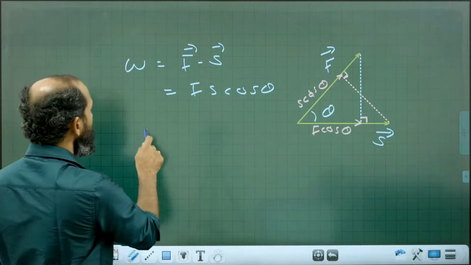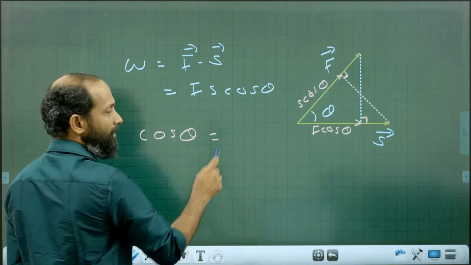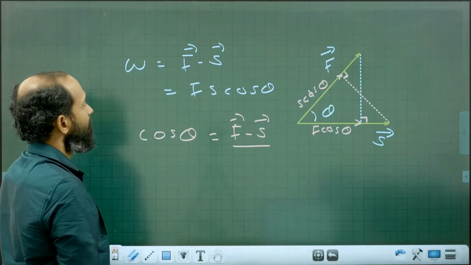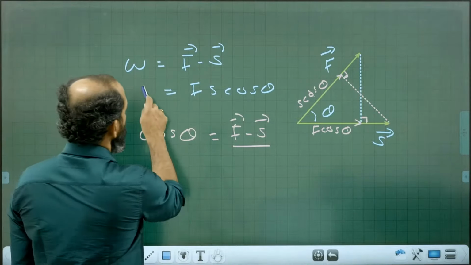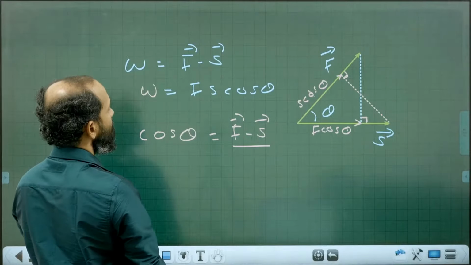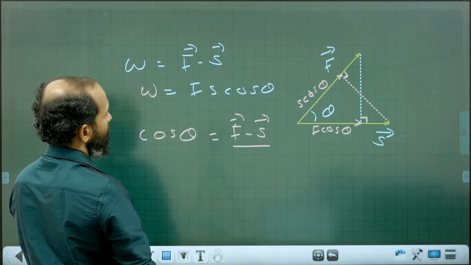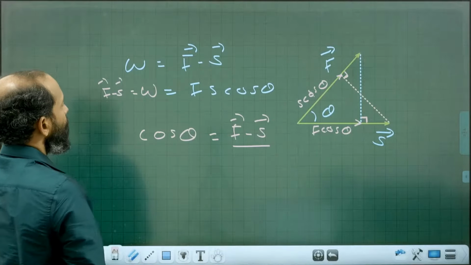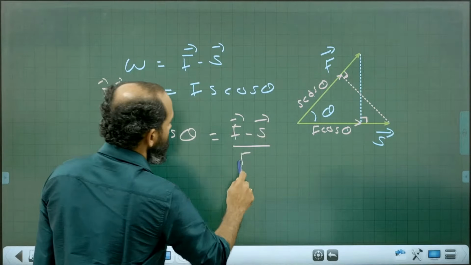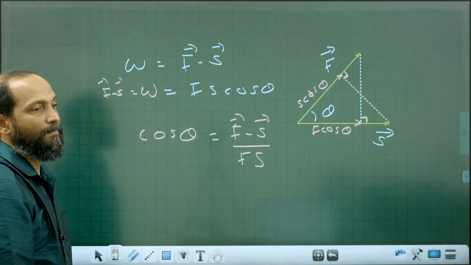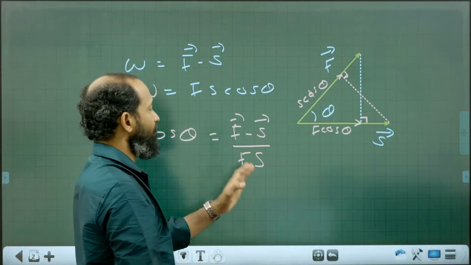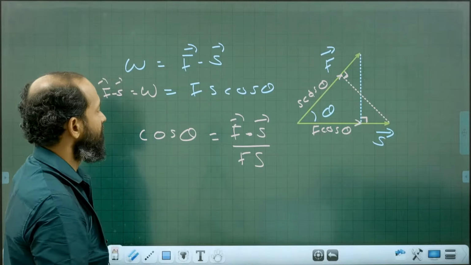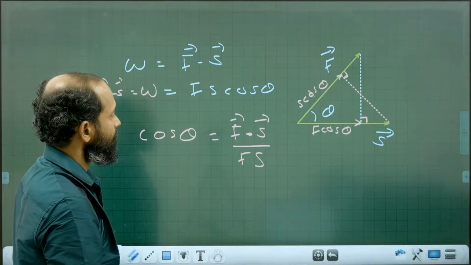For finding the angle between the two, questions may be coming. Cos theta equals what? W equals Fs cos theta, so cos theta equals W by Fs. W is F dot S. So cos theta equals F dot S divided by Fs, and Fs is the product of the moduli of F and S. So F dot S by Fs will give you cos theta and you can find out that angle. So this is the most important one.